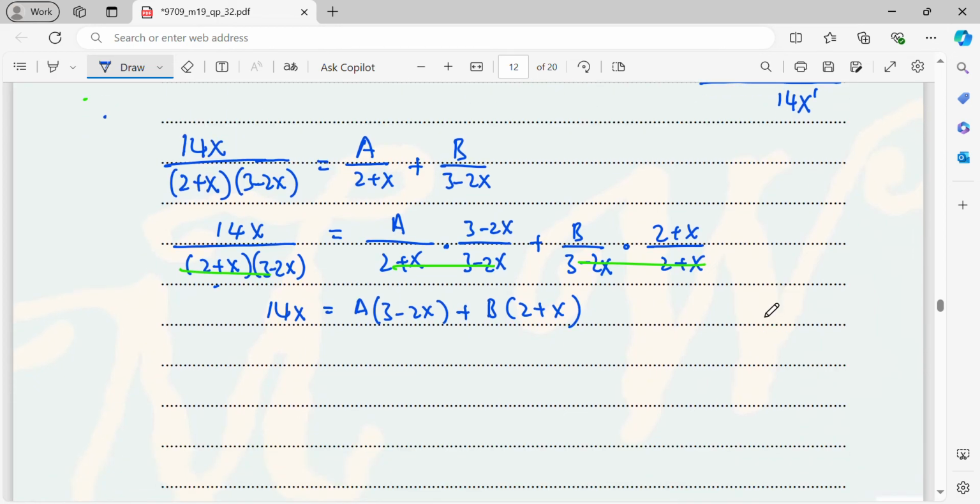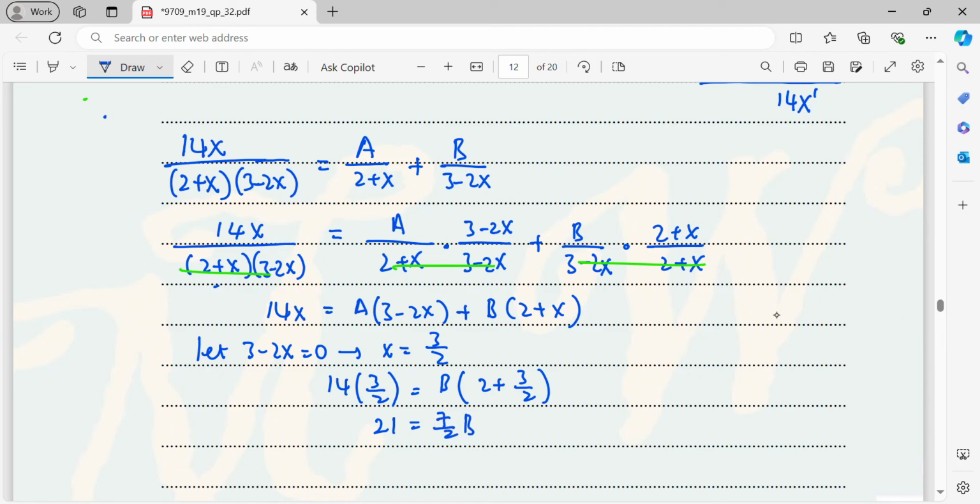Now to get A and B, just let each factor be 0. The first factor is 3 minus 2x. I let this be 0. That means x is going to be 3 over 2. So 14 times 3 over 2, and as long as you see 3 minus 2x, that will be 0. Then I will get B times 2 plus 3 over 2. That means now here you will get 21 equals 7 over 2 B. Therefore, B is going to be 6.